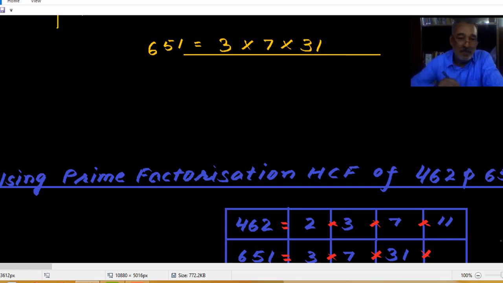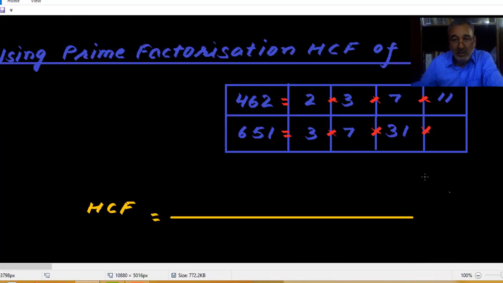My next step is to find the HCF using prime factorization. Using prime factorization, find the HCF of 462 and 651. So, is the topic clear to you? Yes or no? Yes. Remember, I have taken the same numbers in order to reduce my time, save my time.